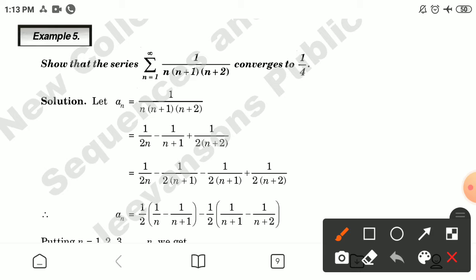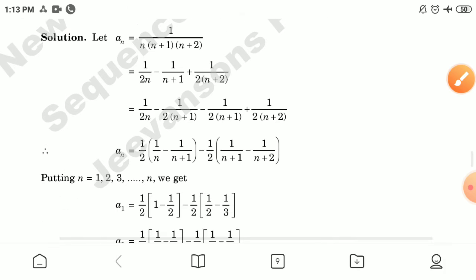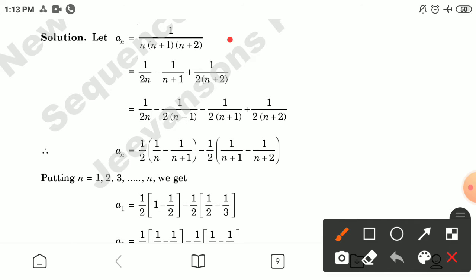Example fifth, show that the series summation 1 by n(n plus 1)(n plus 2), n is from 1 to infinity, converges to 1 by 4. Here an is given by 1 by n(n plus 1)(n plus 2). Making partial fractions, this will be equal to 1 by 2n minus 1 by (n plus 1) plus 1 by 2(n plus 2), or written as this one. Therefore an can be expressed as partial fractions like this.